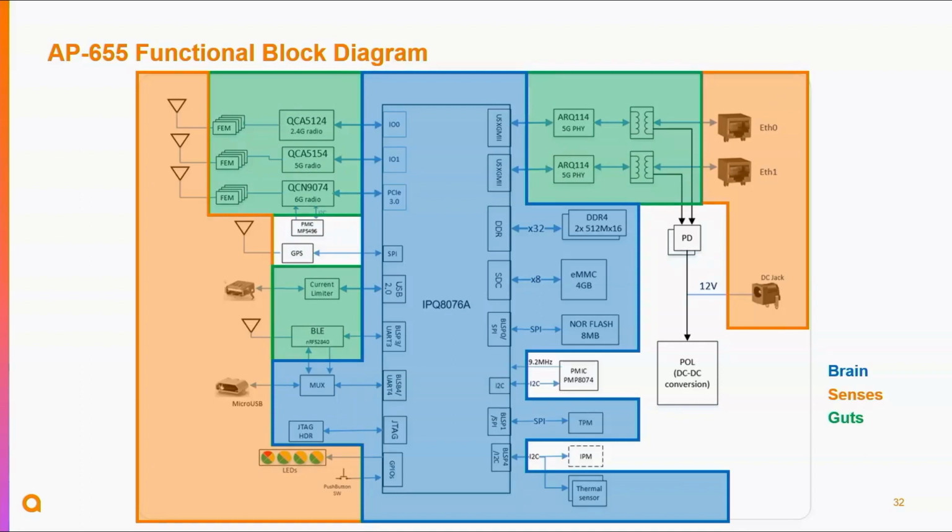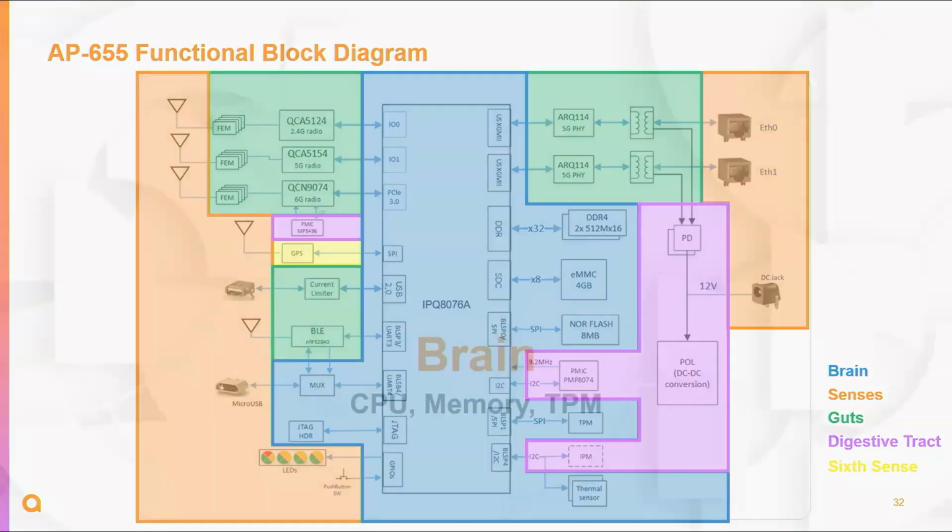These are the guts, radios, and then how all those interfaces get connected to the rest of the product. This is all the power distribution, and it looks way simpler here than it is in reality. I don't know how many of those 2,800 components are involved in this part of the block diagram, but it's quite a bit. And then the GPS receiver sits there as the sixth sense of the AP.